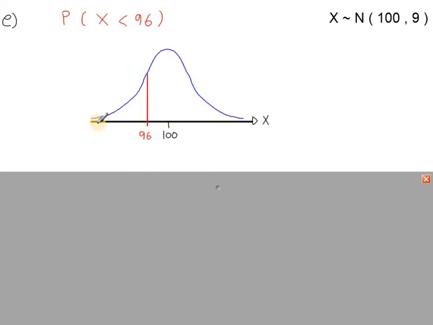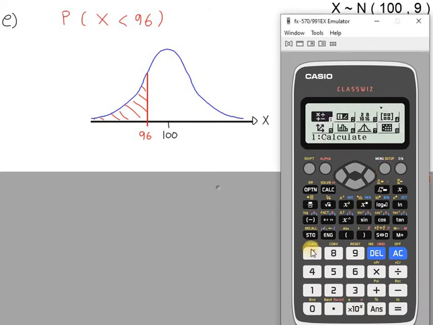So mark 96 on the scale, draw a vertical line going straight up, shade to the left, so we're looking for this region. So menu, option 7, option 2, cumulative normal distribution. Now the lower and upper limits are for the shaded area, and the upper limit will be 96. For the lower limit, pick something that's way out on this side, so I'm going to stick with 0, that's a sensible value.